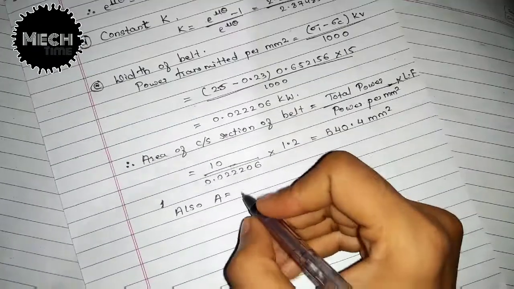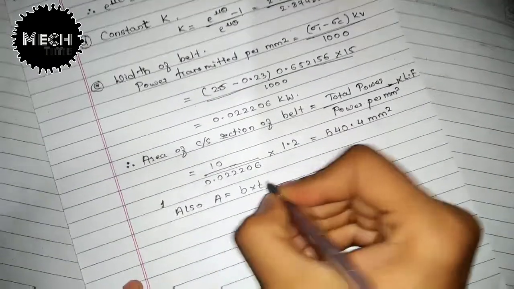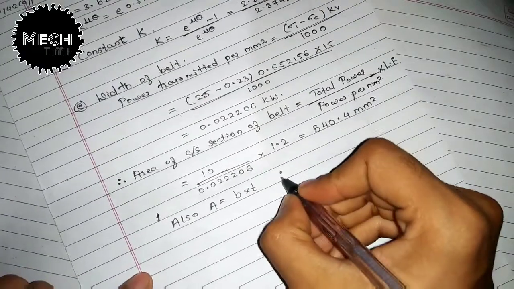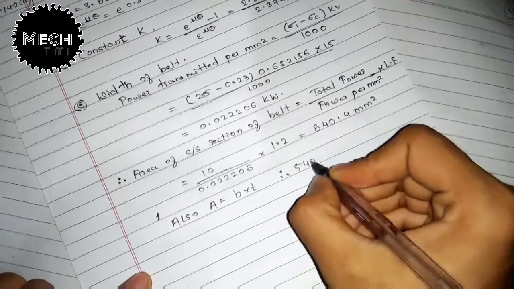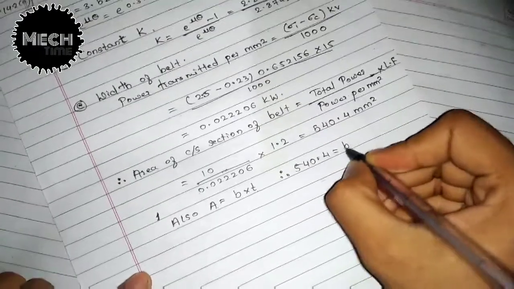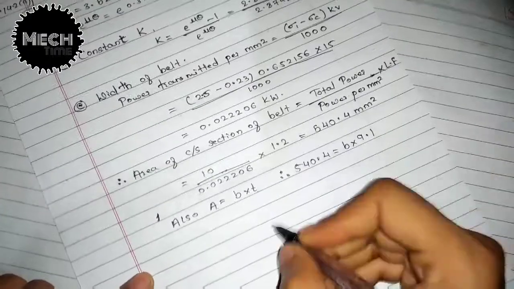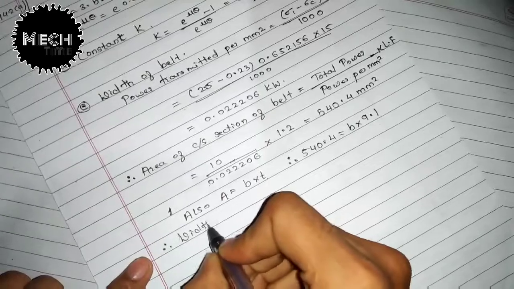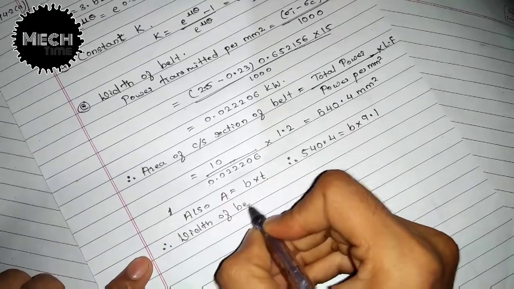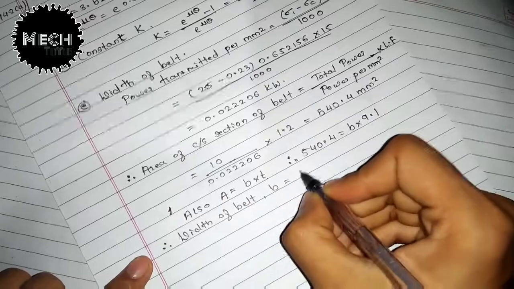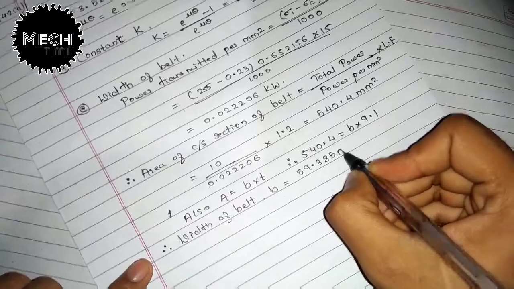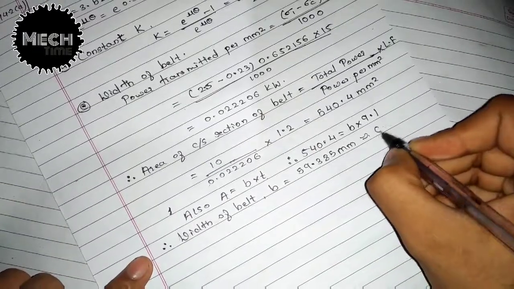Then through this you can find the width of belt. So A is equal to B into T. We know the value of A here, we know the value of T, so we'll get the value of B. How? Therefore 540.4 is equal to B into T, and T we got as 9.1. So the width of belt B is equal to 59.385 mm, that is approximately 60 mm.